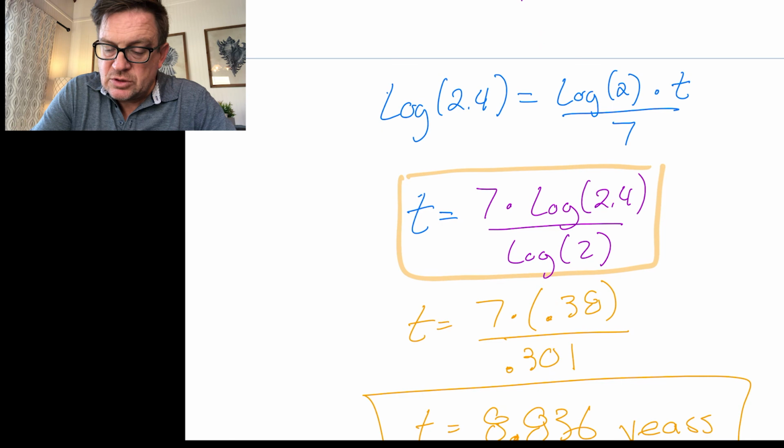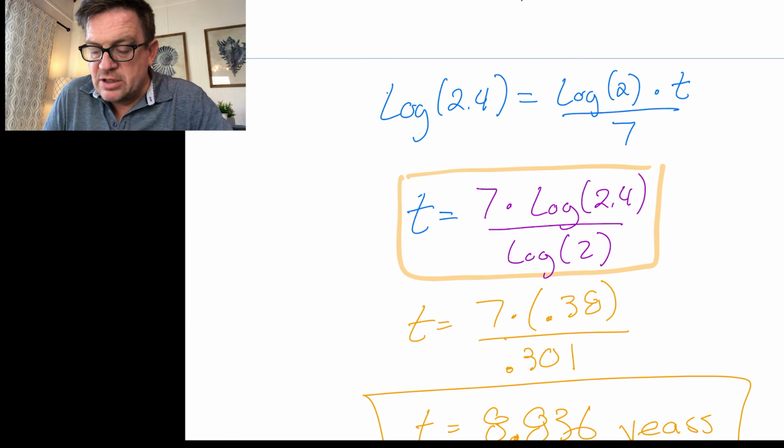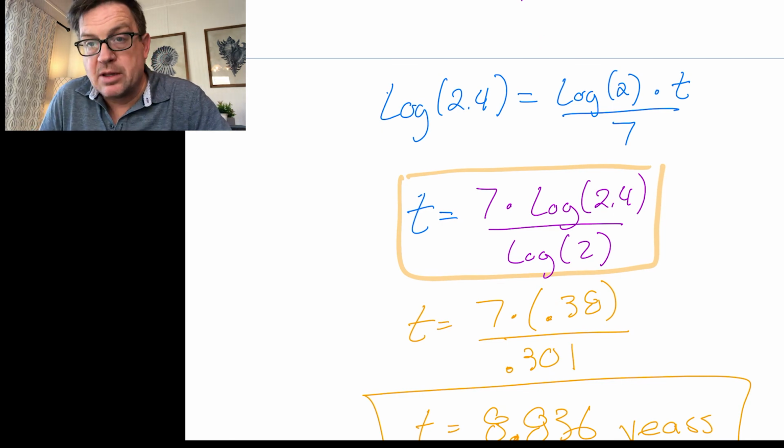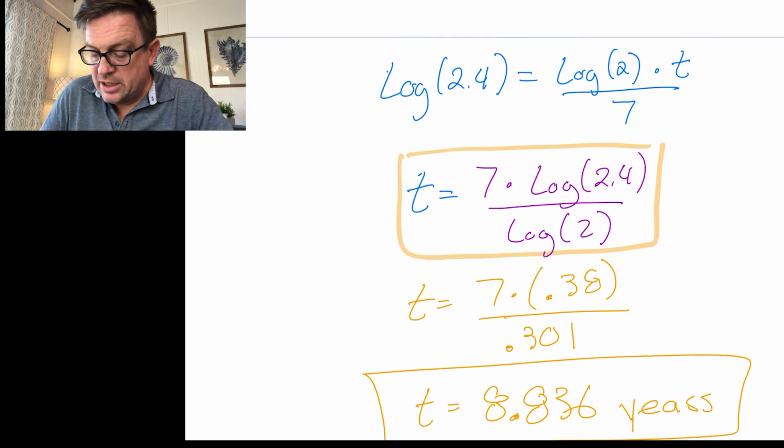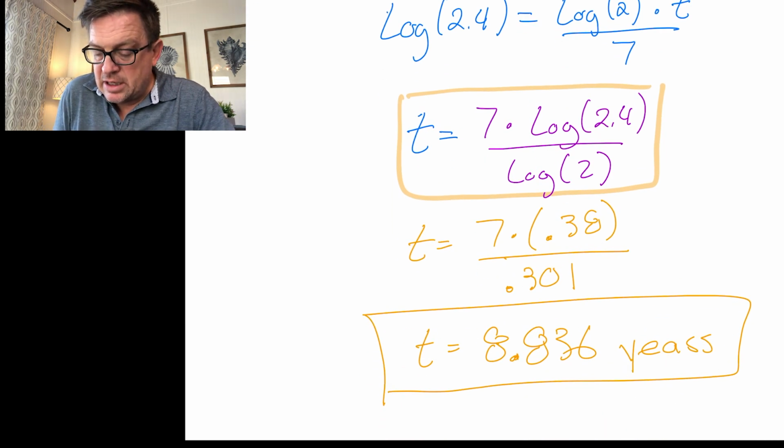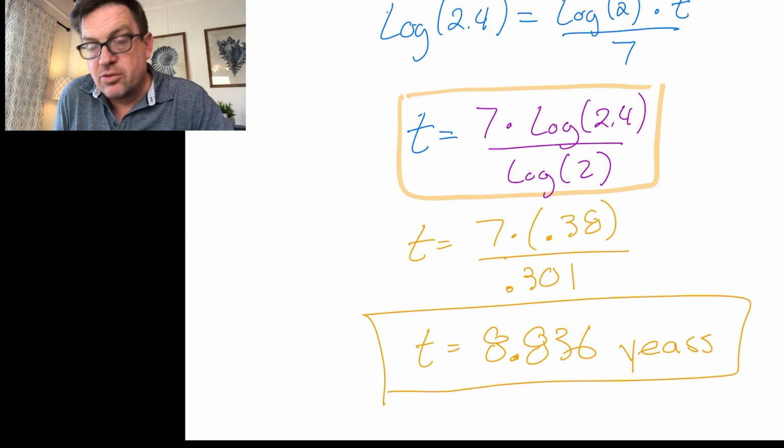And you get 7 times the logarithm of 2.4 divided by the logarithm of 2. Plug those into your calculator and get an answer that it's a little bit more than a 7-year period. It's 8.836 years.